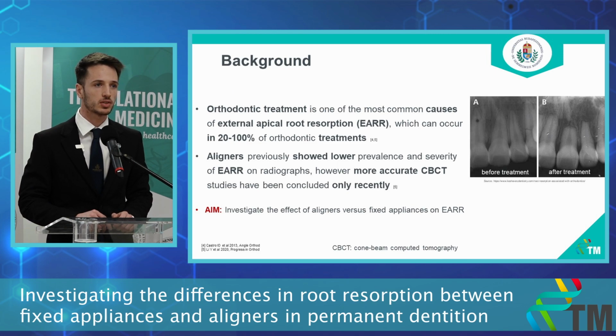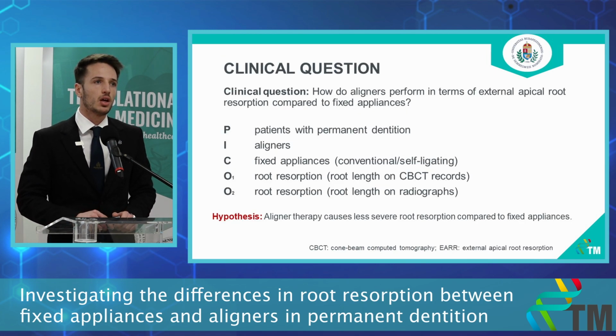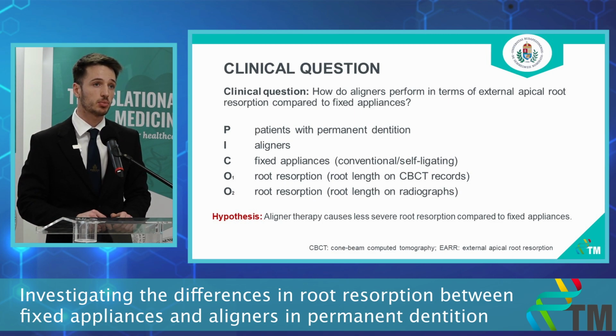Our aim is to investigate the differences between aligners and fixed appliances in terms of root resorption. My clinical question is, how do aligners perform in terms of external apical root resorption compared to fixed appliances? I use the PICO framework where the population is patients with permanent dentition. The intervention is aligners compared to fixed appliances, either conventional or self-ligating fixed appliances.